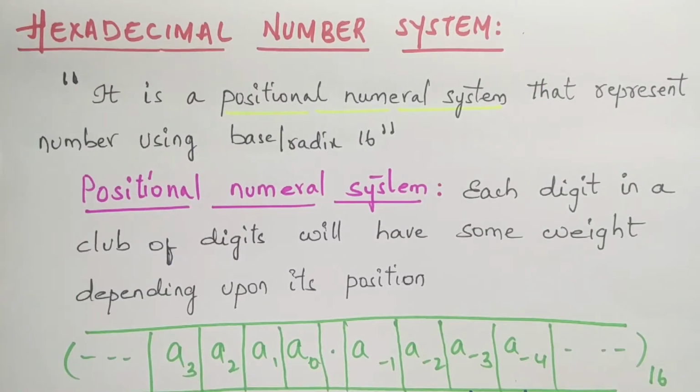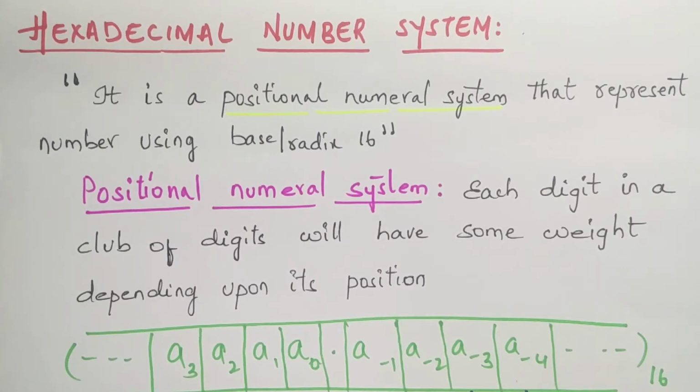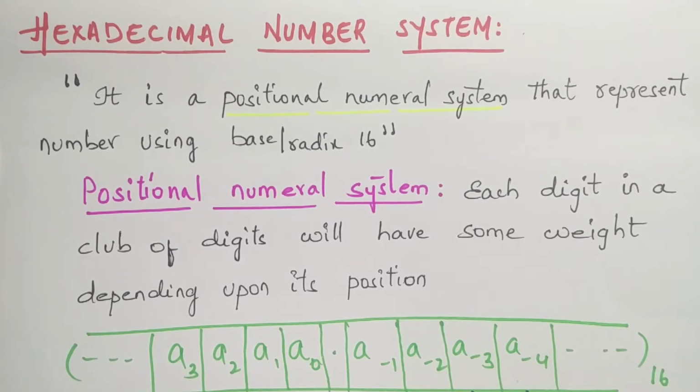Today in this video I'll be talking about the hexadecimal number system. It is a positional numeral system that represents a number using base 16 or radix 16. I emphasize the word positional here because each digit in a hexadecimal number will carry a weight depending upon its position.